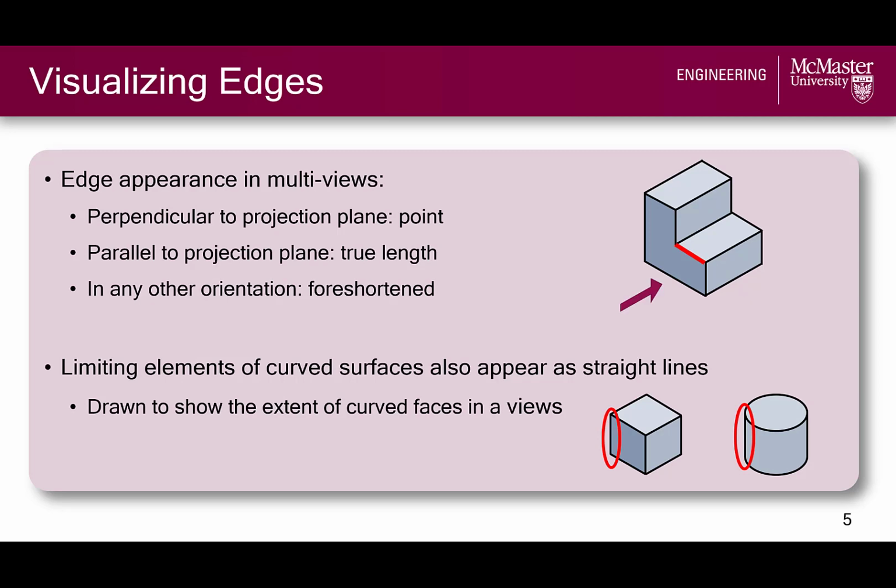If we looked at it from the left, or what we would call the front view, the edge would be parallel to the projection plane and it would appear in its true length. The same is said if we viewed this object from the top, and if we looked at it in any other view, such as the current isometric view that we are seeing, the edge is foreshortened, as we discussed previously. So we can generally say that edges appear as points or lines on multiviews.